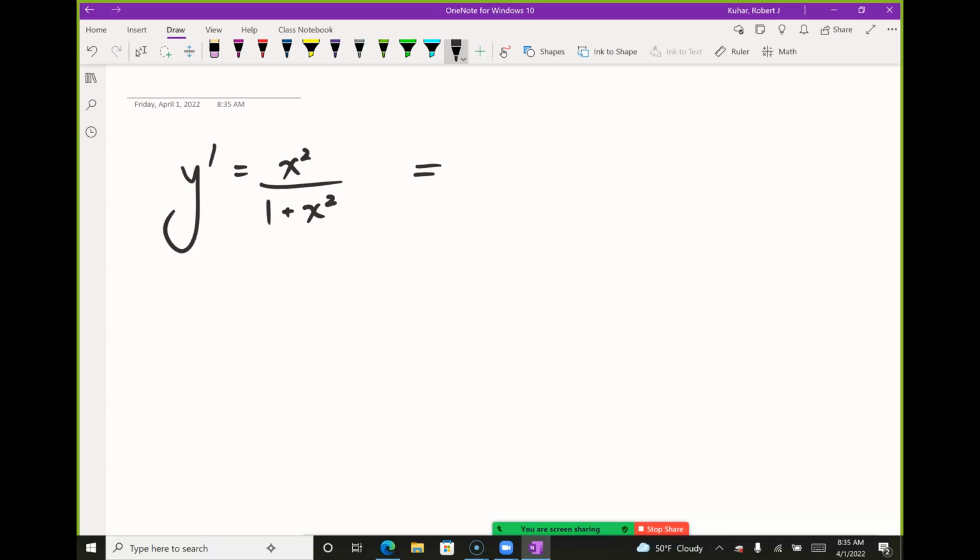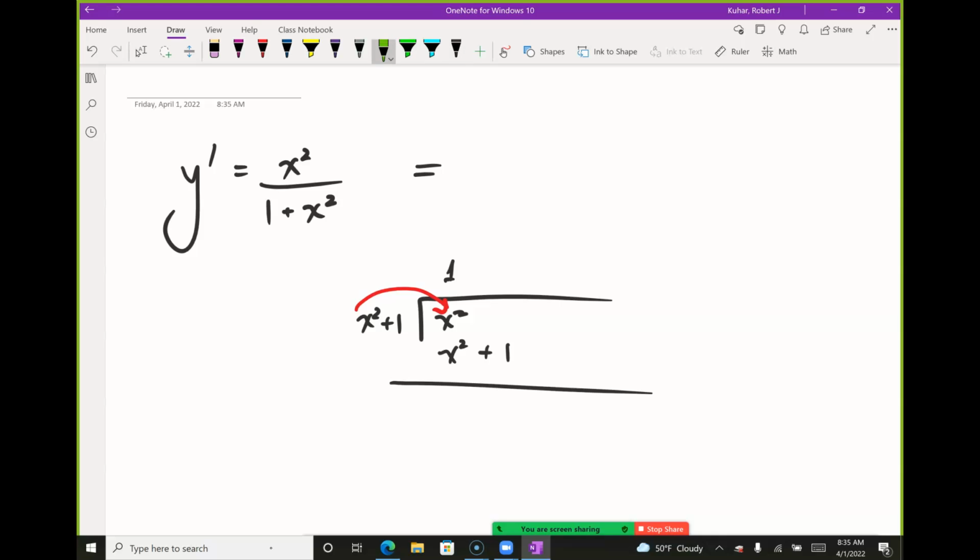So I want to take x squared plus 1 and long divide into x squared. I'm thinking, x squared times what will give me x squared? That's 1, and then I come back and multiply. I get x squared plus 1. I change my signs and add. So I get a remainder of negative 1. So this y prime really can be written as 1 plus negative 1 over 1 plus x squared. And then I should recognize the antiderivative.